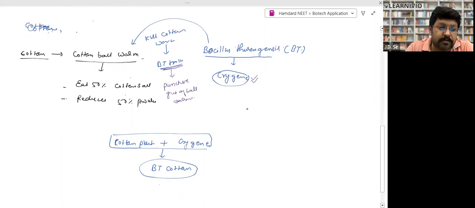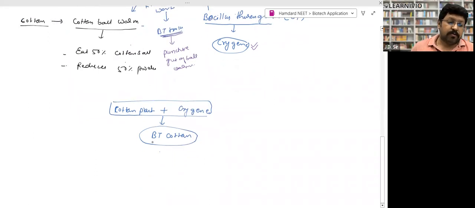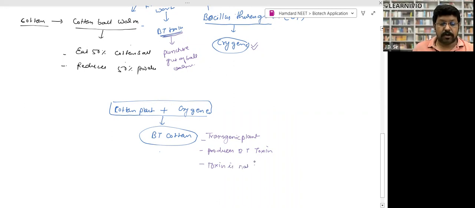So we know that the enemy of cotton is boll worm. Enemy of boll worm is BT. So BT is the friend of cotton. So what we did, we put this cry gene inside the cotton plant and we made the BT cotton. Now, the BT cotton is a transgenic plant. This transgenic plant produces BT toxin. This BT toxin is not harmful for other animals and humans.